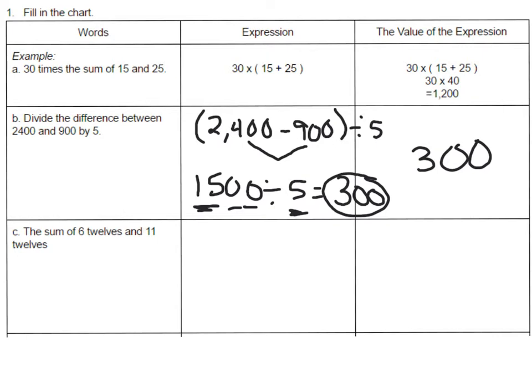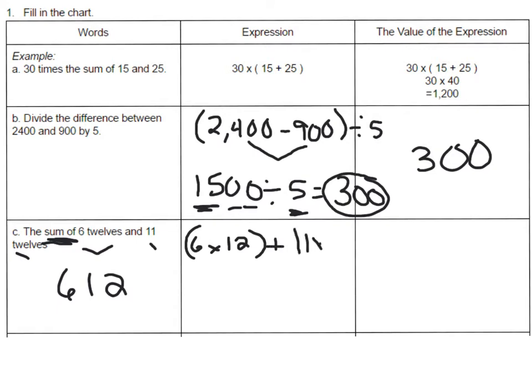Let's do C. It says the sum of 6 12s and 11 12s. Well, that word, the sum of, I know they're talking about addition, but let's think about what 6 12s and 11 12s means. Well, 6 12s is not just 6, 1, 2. It's actually saying it's multiplying. So I'm going to put in parentheses 6 times 12, and then I'm going to add it because it wants the sum of 11 times 12. Oops, 11 times 12.